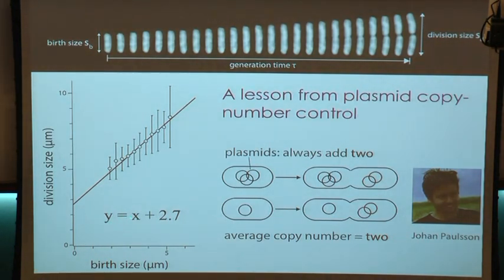This is a division size. This is a birth size. So 2.7. This is the average.